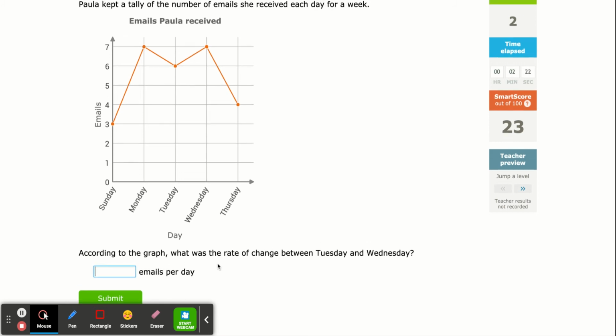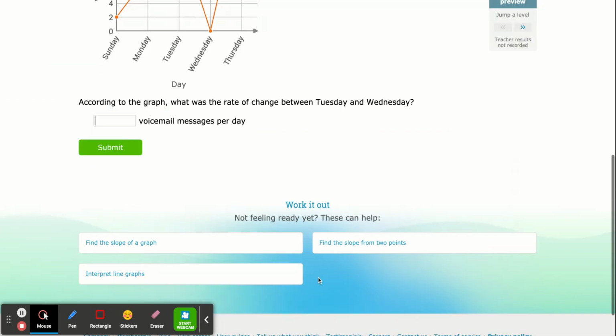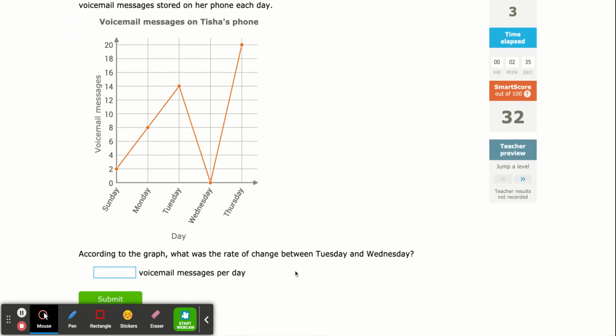It seems weird that you put the minus in there, but you do put the minus because it's going down. According to the graph, what's the rate of change between Tuesday and Wednesday? Between Tuesday and Wednesday, we increased by 1. It's 1 email per day, or increased by 1 email per day. None of these will be any harder than that.